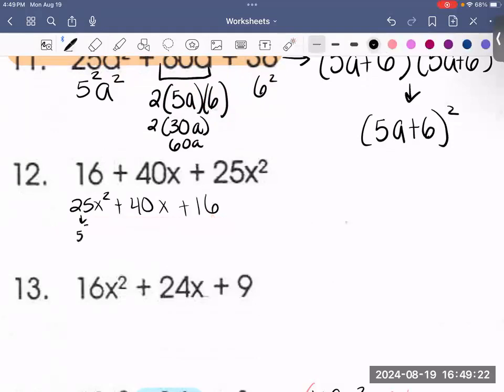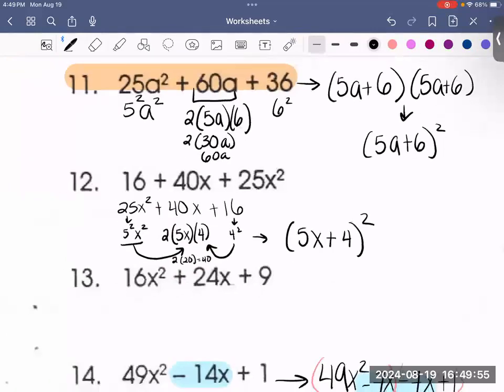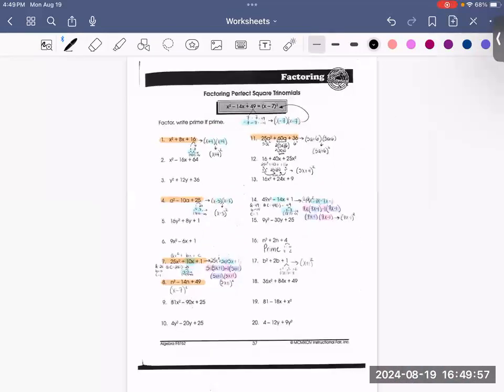So again, this is 5 squared x squared, and this is 4 squared. So we're looking at 2 times your first term, 5x, times your last, 4. So we should get 2 times 20 to be 40. So again, that is true. So that means we do still have a perfect square. So we have 5x plus 4 all squared. Okay, I think that's enough for that one.